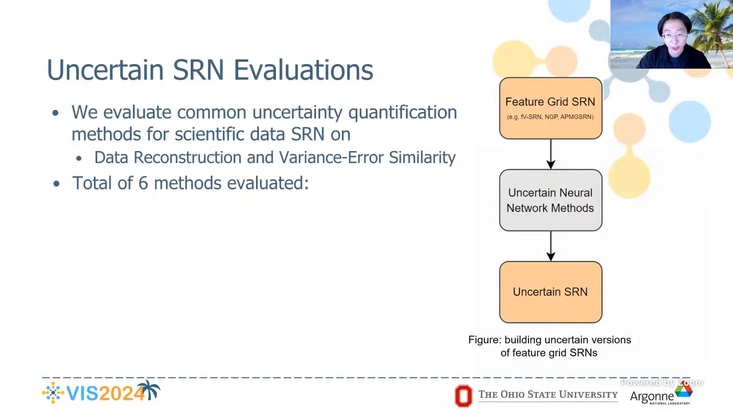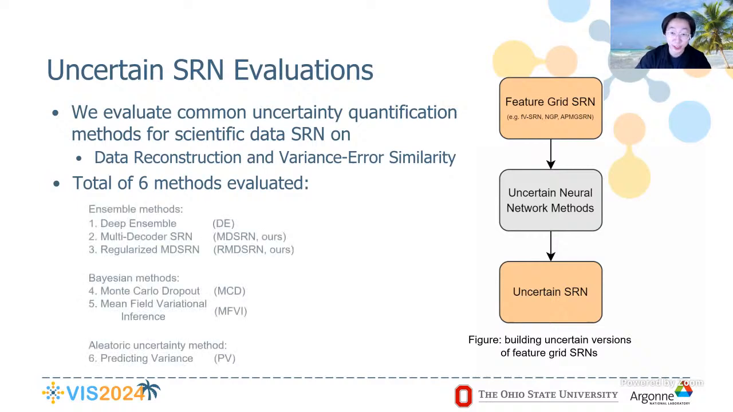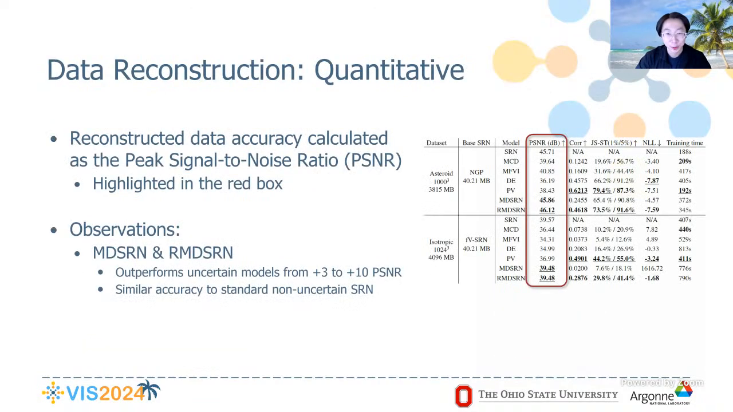We now present the results of our evaluation of uncertain SRNs on both the data reconstruction accuracy and the variance quality, which is defined by the similarity to error. The evaluated uncertain SRNs are state-of-the-art models trained with uncertainty quantification algorithms, and that include the following methods. Please find a brief introduction of these approaches in our paper. We present quantitative results for two datasets here, but we again direct the comprehensive comparison to our paper and our supplemental material.